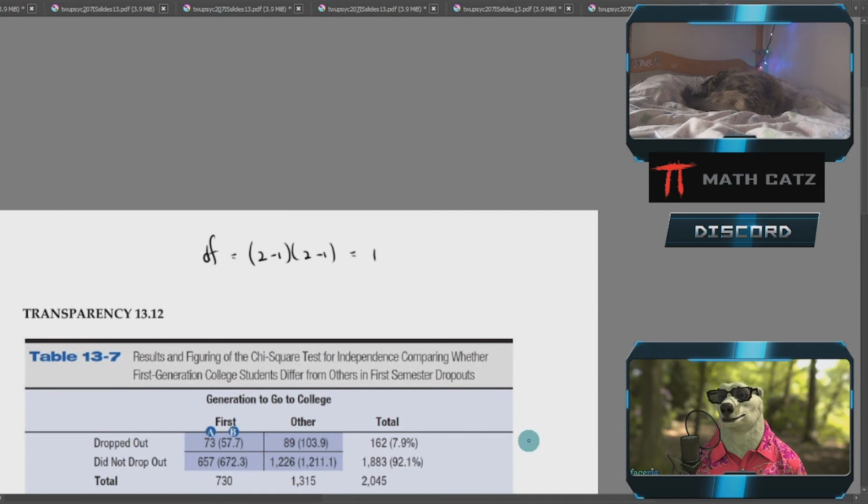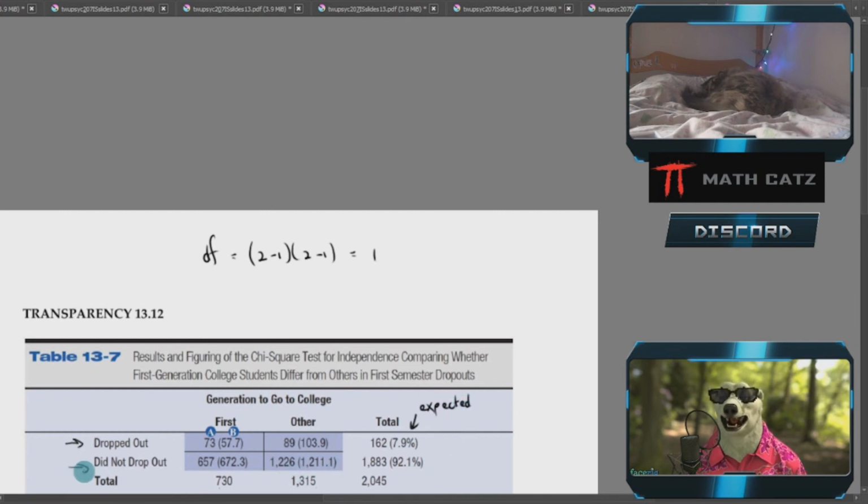Let's just show the table first because there's still work to be done on the table. A lot of things are filled in here. Originally, I only have the 73, 657, 89, 1226. I calculate all these totals. And then I ignore the column variable and just look: dropped out is 162 out of the 2045. That's 7.9%. So these are our expected percentages, if you will.